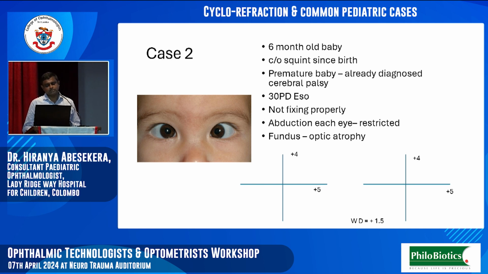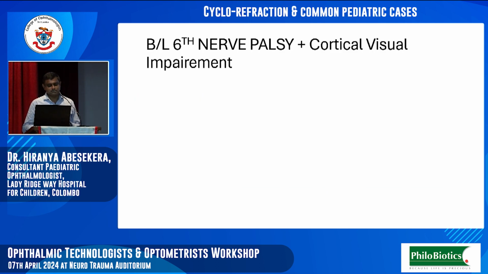So who is going to prescribe glasses for this child? Nobody. Thank you. So this is neurological, right? No point giving glasses. This child also, if you give glasses, it's inappropriate. So what is the diagnosis? This is 6th nerve palsy. Right? And the child has obvious cortical visual impairment.